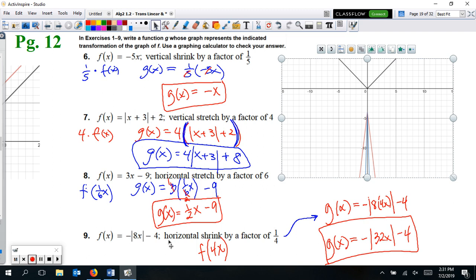Now I know it did say a horizontal shrink. If it's a horizontal shrink, it's really going to be always the opposite, because remember we're taking the reciprocal of this. We're doing the reciprocal of the 1/4, so it's going to look more like a stretch. Horizontal shrinks look more like stretches, more like vertical stretches, I should say.